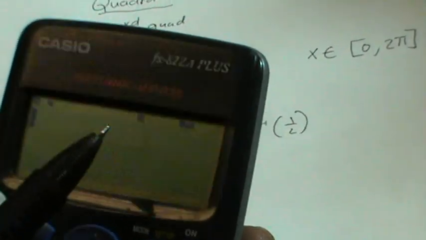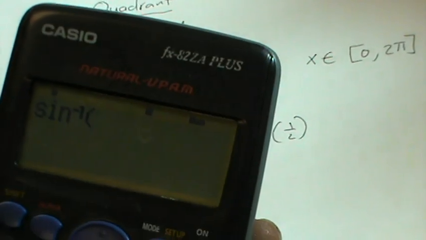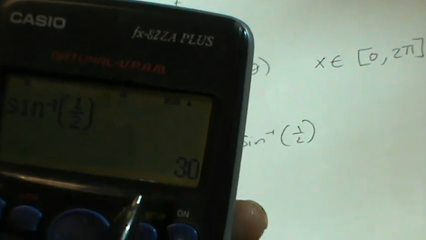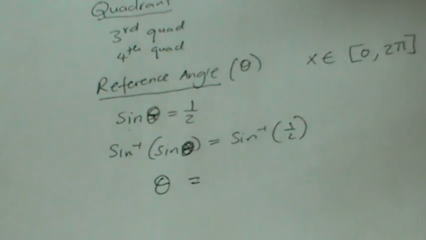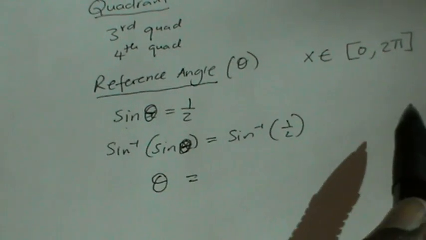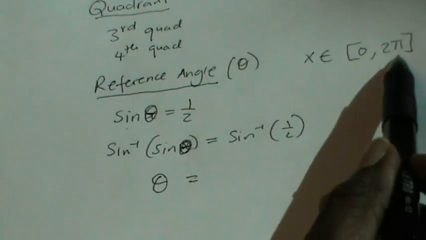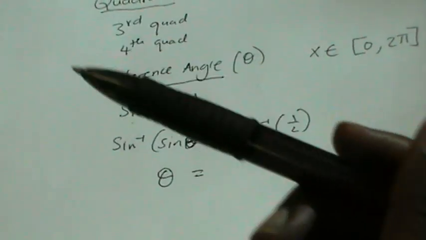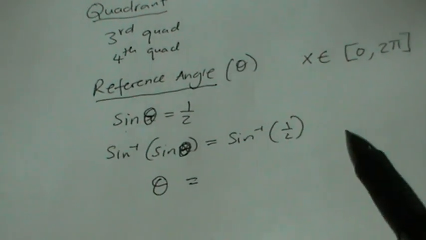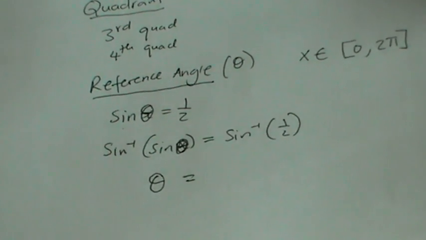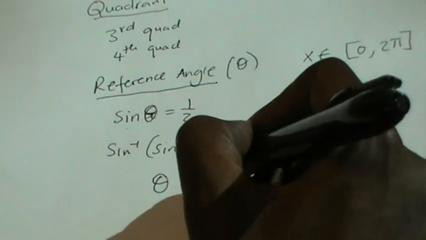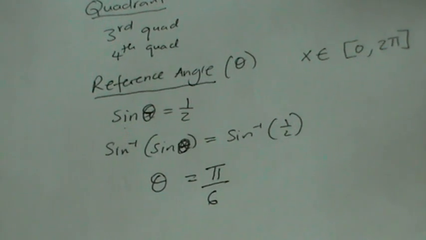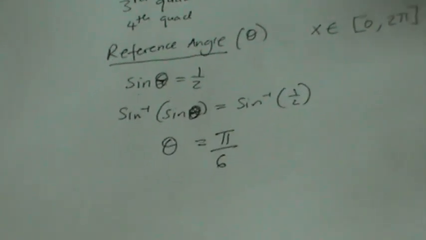Okay, can you see it? So I say sine inverse of half. Okay, look at that. The answer is 30. Now we need to remember that we are measuring in radians because it says we want an angle between 0 and 2 pi. So our reference angles and any angles we give should be in radians. So we said our angle from the calculator was 30, and 30 in radians is pi over 6. Okay, so I have my reference angle. Now I need to work out the solutions.